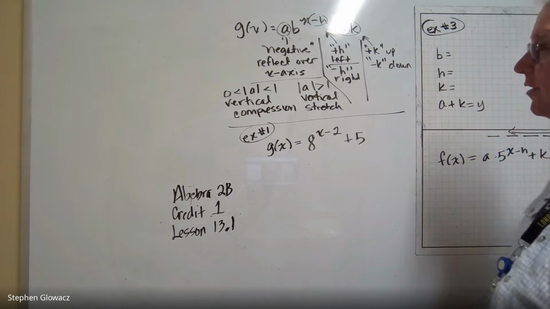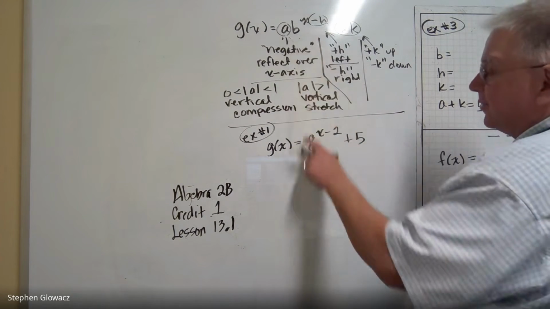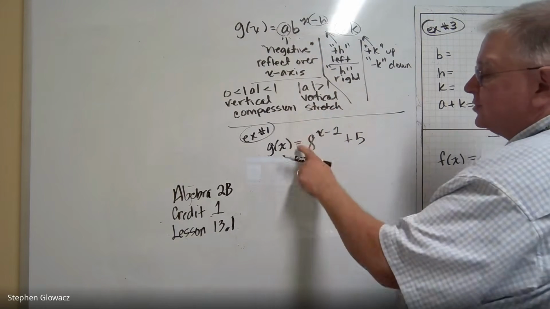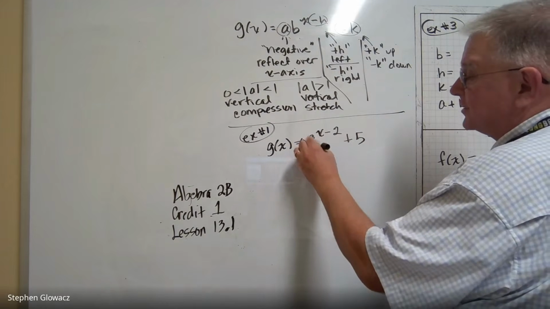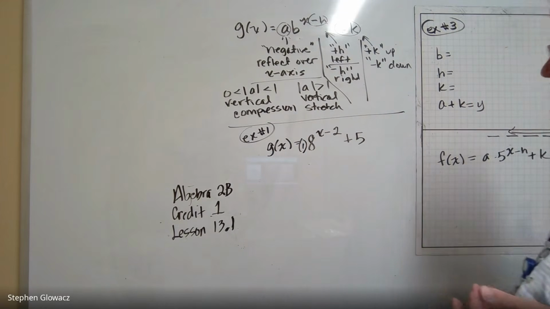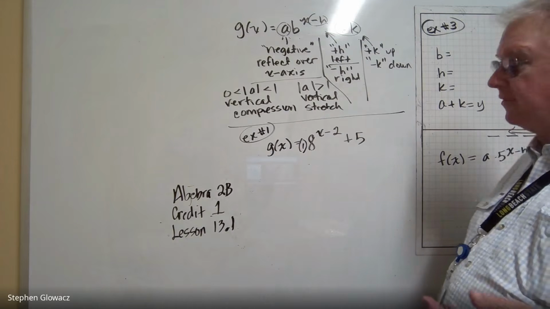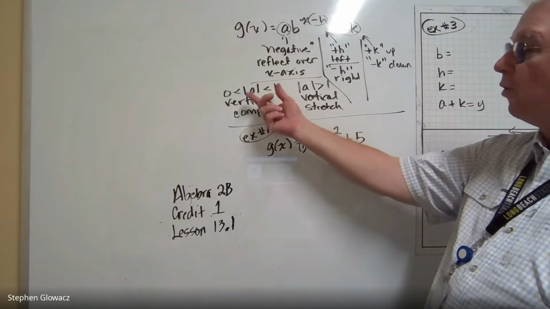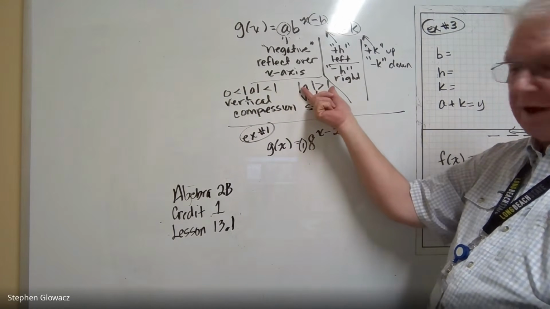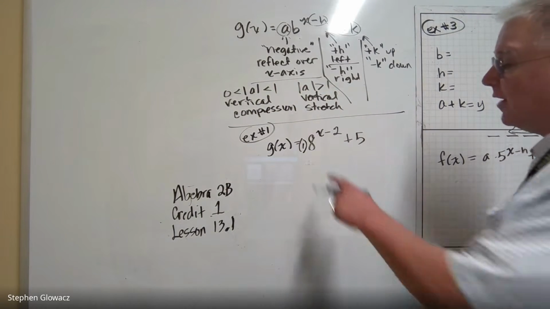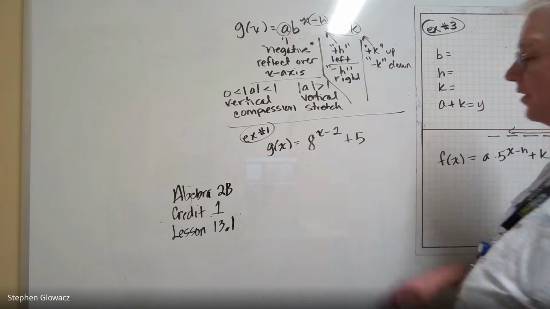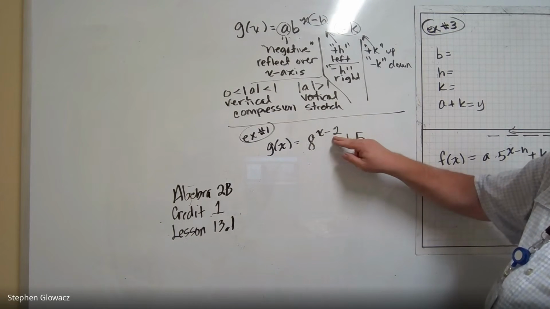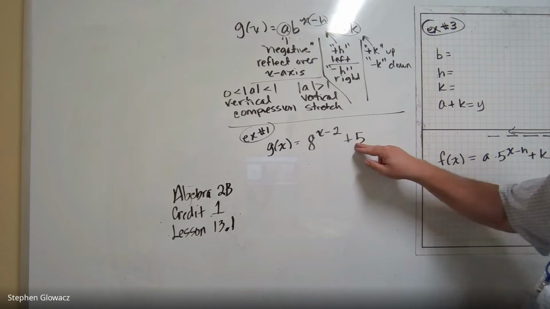So notice here, there's nothing. This number here, the 8, that's B, the base of the exponential function. There's no number written here, so we're going to assume that it's a 1. Remember, if that's a positive 1, there is going to be no effect on the graph, because we're only concerned with whether A is negative, or between 0 and 1, or greater than 1. But if it's exactly 1, there's no effect on the graph. So we only have 2 transformations here, the effect of this minus 2 and the effect of this plus 5.